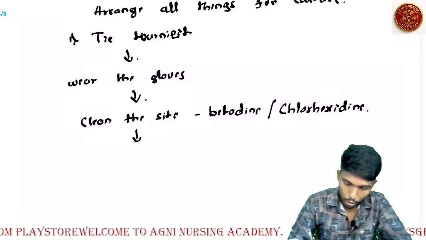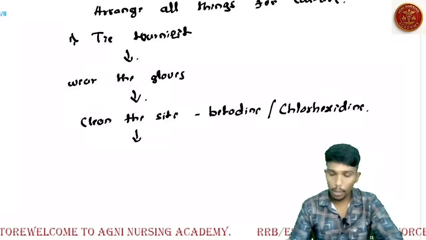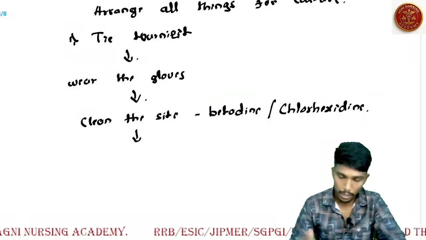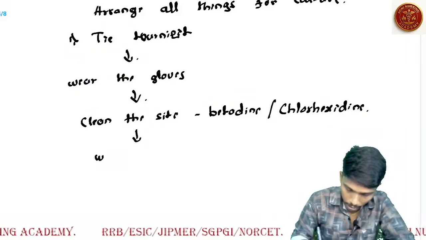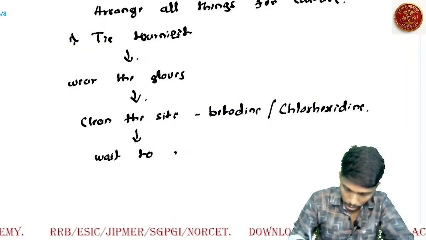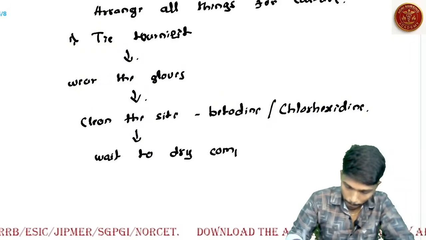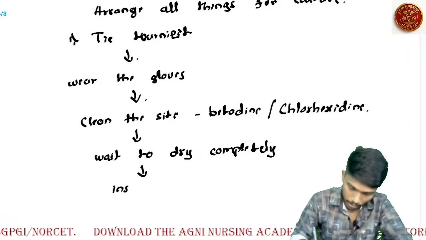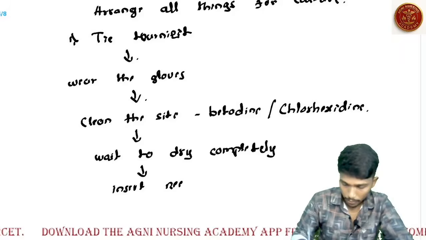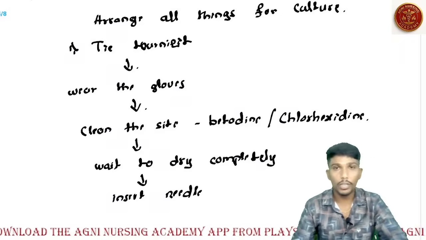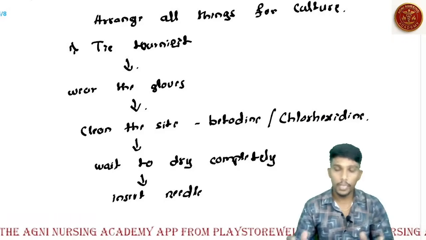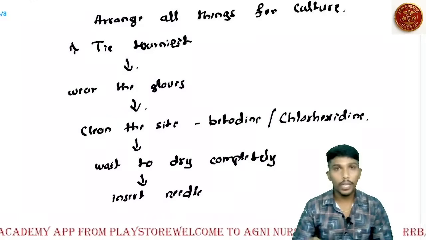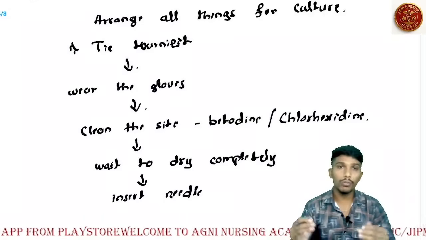Okay, if you want to use alcohol, use it before applying the betadine, so this can be more effective to take the culture. After that we have to wait for it to dry completely. After that we have to insert the needle. First we tie the tourniquet, then wear the gloves, then clean the site with betadine or chlorhexidine solution, then wait to dry completely, and after that insert the needle.